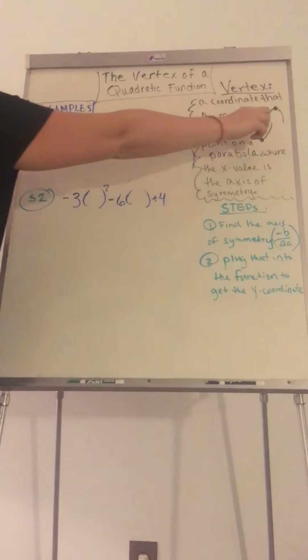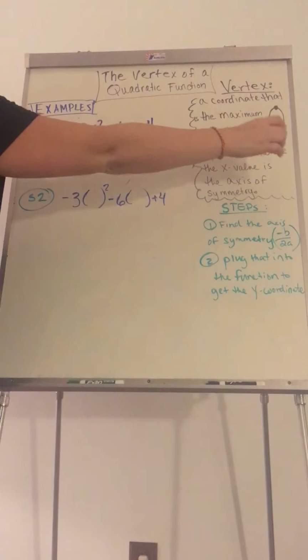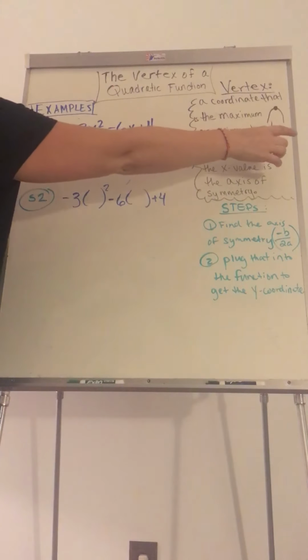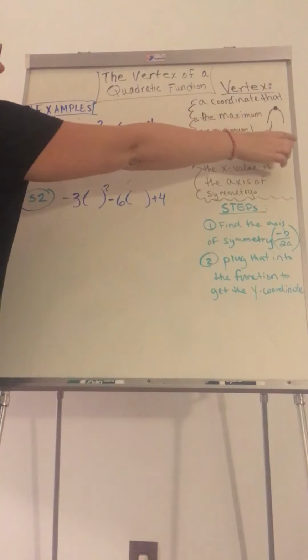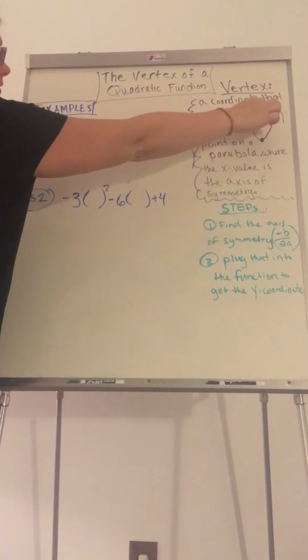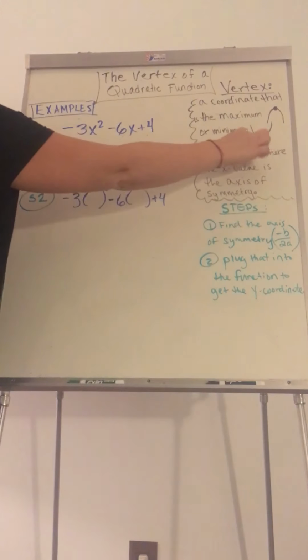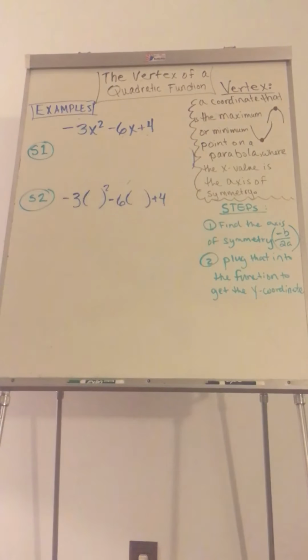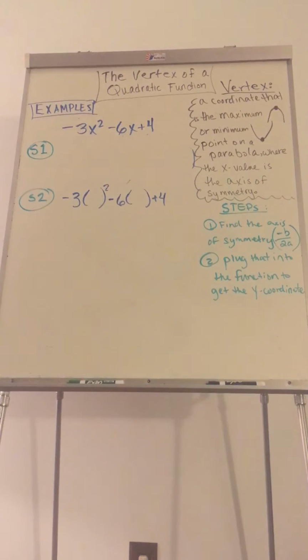So if you have a downward facing parabola, the vertex is going to be the maximum point, or the minimum of an upward facing parabola, and it cuts the parabola in half. So what you do is you find the axis of symmetry using the formula negative b over 2a. Then you plug that into the function to get the y coordinate.